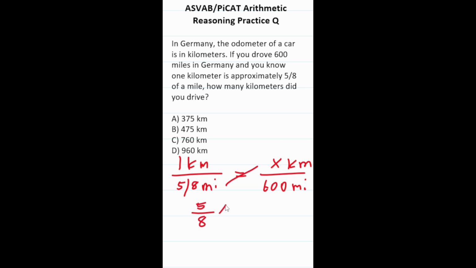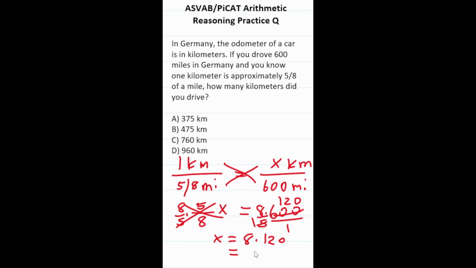5/8 times x is 5/8 x, equals 1 times 600, or just 600. Let's get rid of this 5/8 by multiplying both sides by its reciprocal, notably 8 over 5. This crosses out here and here, leaving you with x on this side. Let's place this over 1 so we can cross reduce. 5 goes into 5 one time, 5 goes into 60 12 times, therefore 5 goes into 600 120 times. 8 over 1 is just 8. 120 over 1 is just 120.